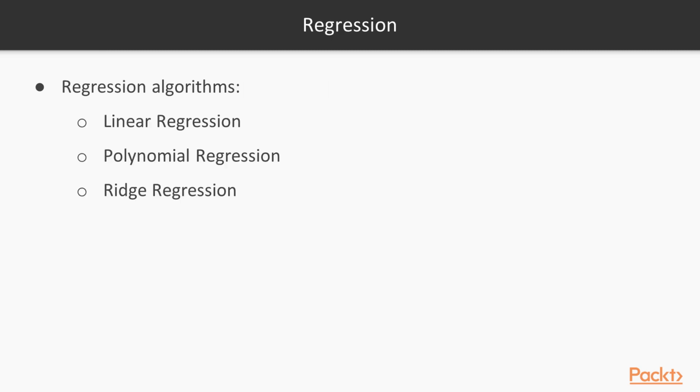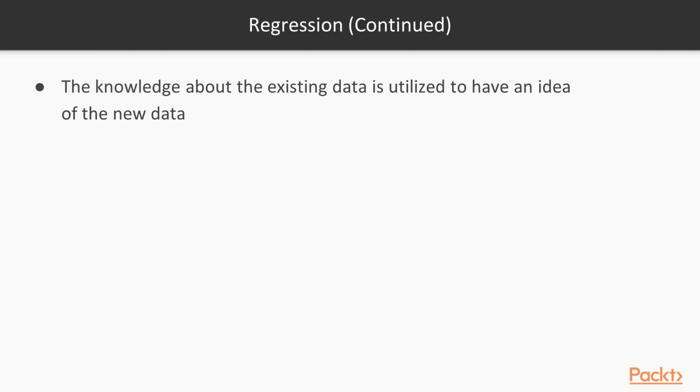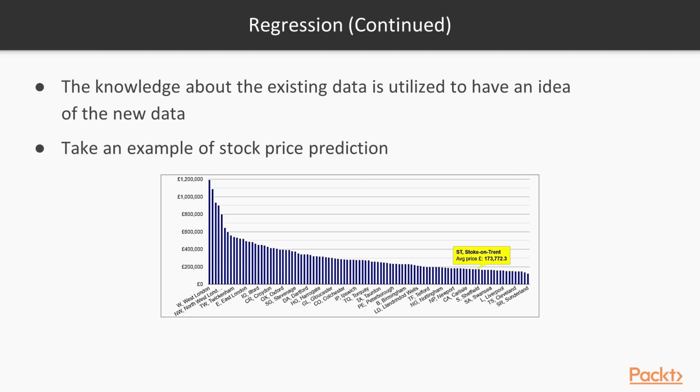Regression or prediction is also simple. The knowledge about the existing data is utilized to have an idea of the new data. For example, stock prices prediction. It's a crucial area where hackers can search for vulnerabilities.